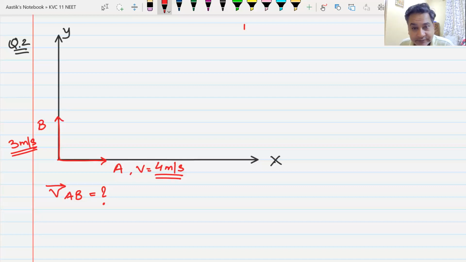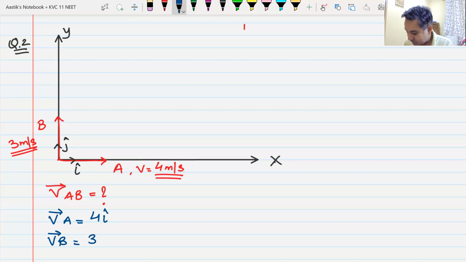Is 4 a vector? 4 I cap. Okay, now we are talking. We have a unit vector along x-axis and unit vector along y-axis. So the velocity of A is how much? 4I. What is the velocity of B? 3J cap.